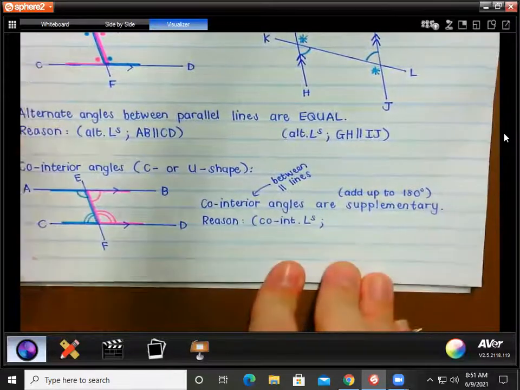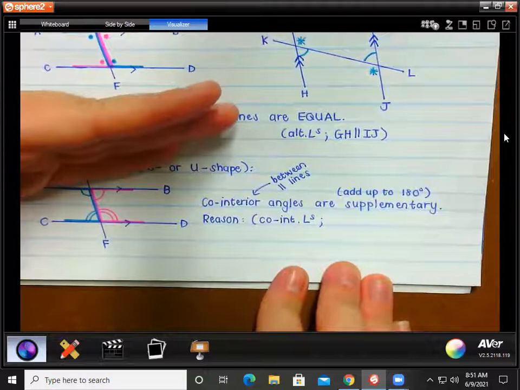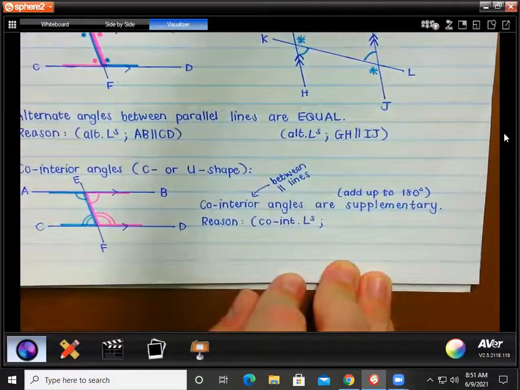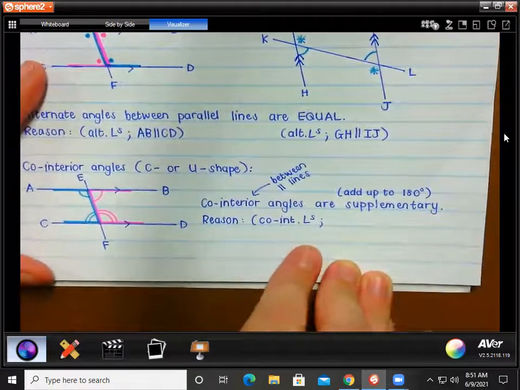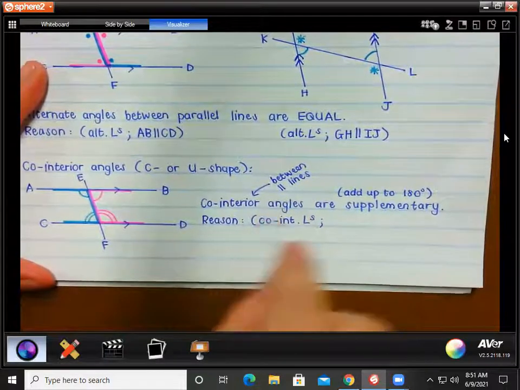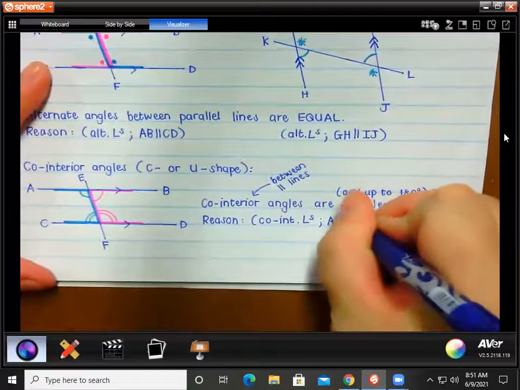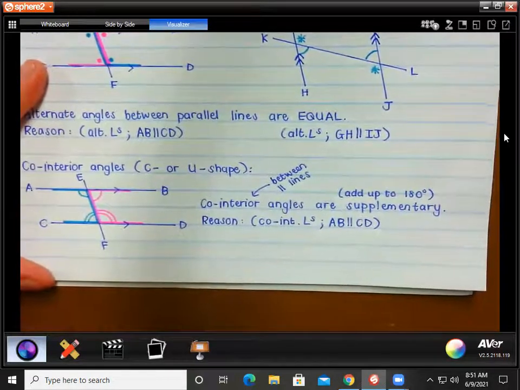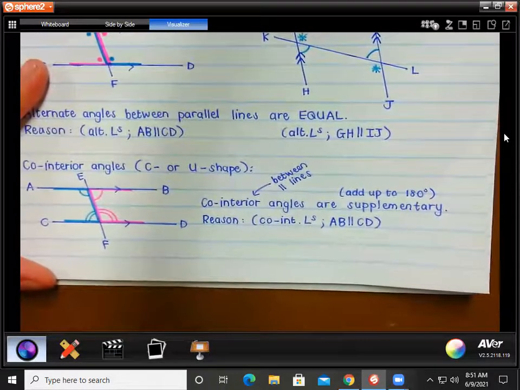If these two lines were not parallel, so let's imagine if AB was kind of going up like that, then the two angles would not add up to 180. So just like the other two, the lines have to be parallel. And just like in the reasons for the other two, you write the type of angles that you have, and then you write the lines that are parallel. It will be 1 mark for the reason, and if the parallel lines are not there, you're not going to get that mark. So that's very important.